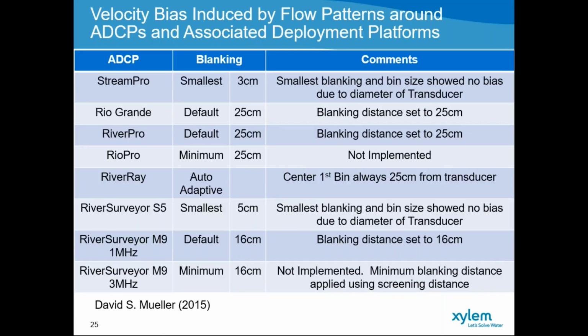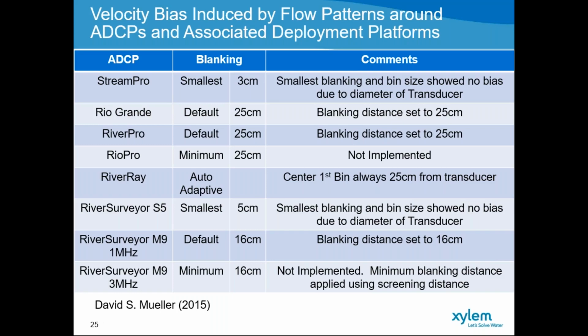So from the research done by the USGS, the following is now applied within their software, and they've also requested that of the manufacturers themselves. So just a quick overview, and this information is available in all the research papers and USGS documentation. With the StreamPro, using the smallest blanking distance and cell size shows no bias due to the diameter of the transducer.